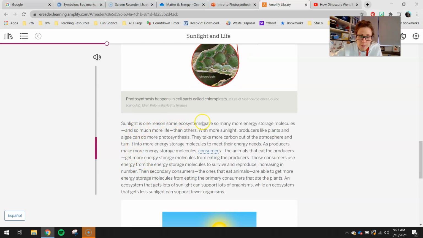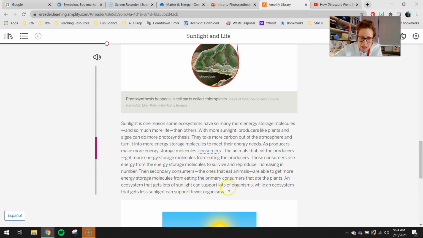Sunlight is one reason some ecosystems have so many more energy storage molecules and so much more life than others. With more sunlight, producers and plants like algae can do more photosynthesis. They take more carbon out of the atmosphere and turn it into more energy storage molecules to meet their energy needs. As producers make more energy storage molecules, consumers, the animals that eat the producers, get more energy storage molecules from eating the producers. Those consumers use energy from the energy storage molecules to survive and reproduce, increasing in number. Then, secondary consumers, the ones that eat animals, are able to get more energy storage molecules from eating the primary consumers that ate the plants.